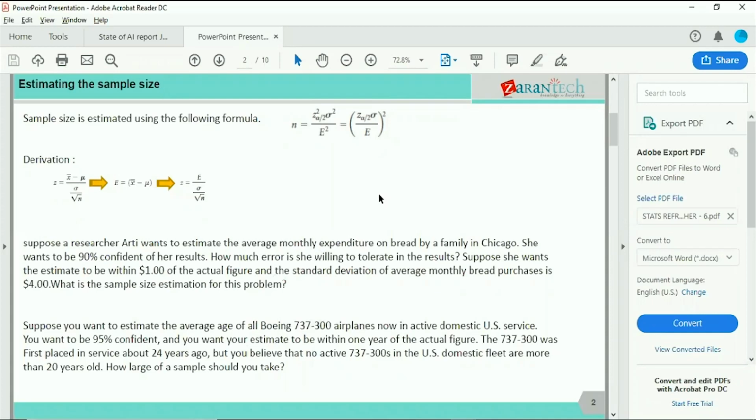I'll go ahead then. I think I'll skip the calculation part. Sure.